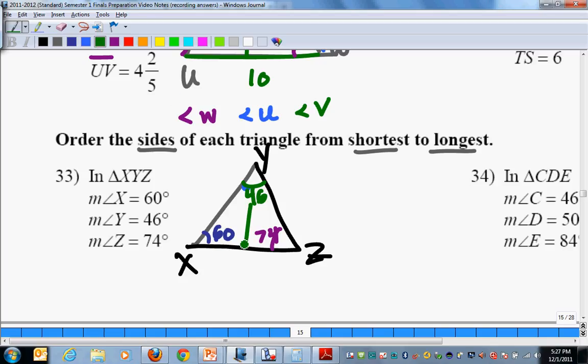The smallest angle is across the shortest side. So our shortest side is going to be X to Z. And then our medium angle is across our medium side. So that's going to be YZ. And then our largest angle is across the longest side, which is going to be XY.